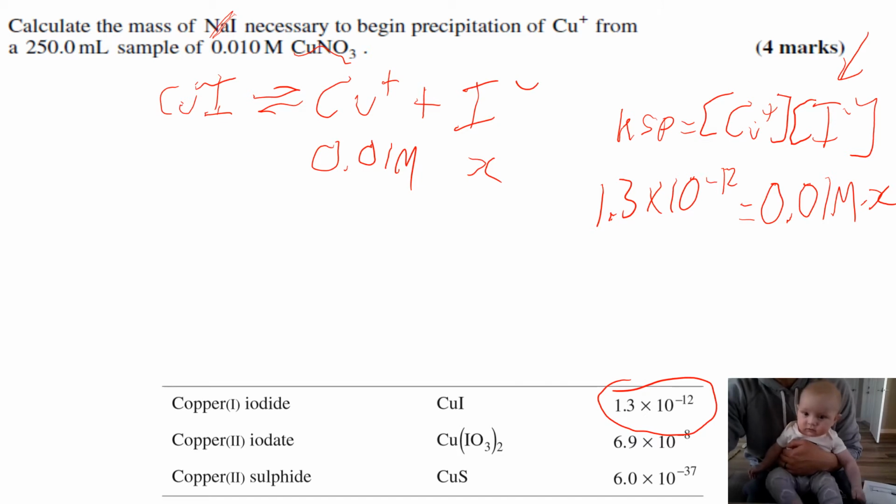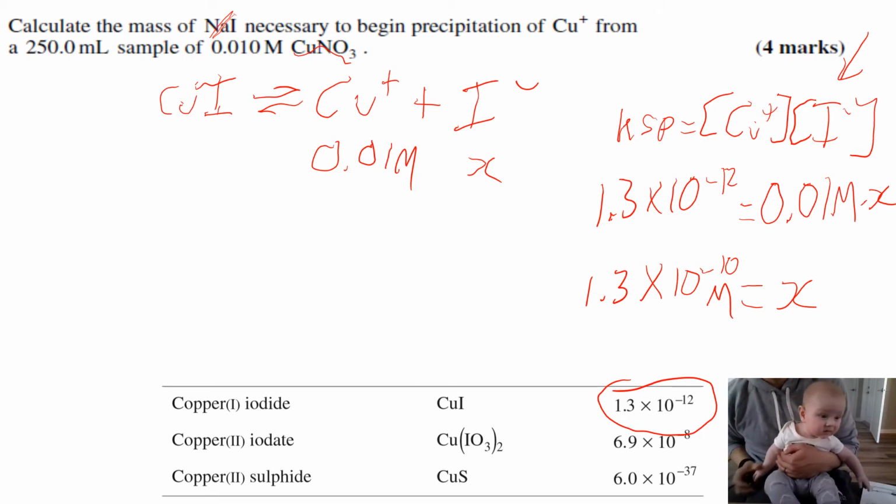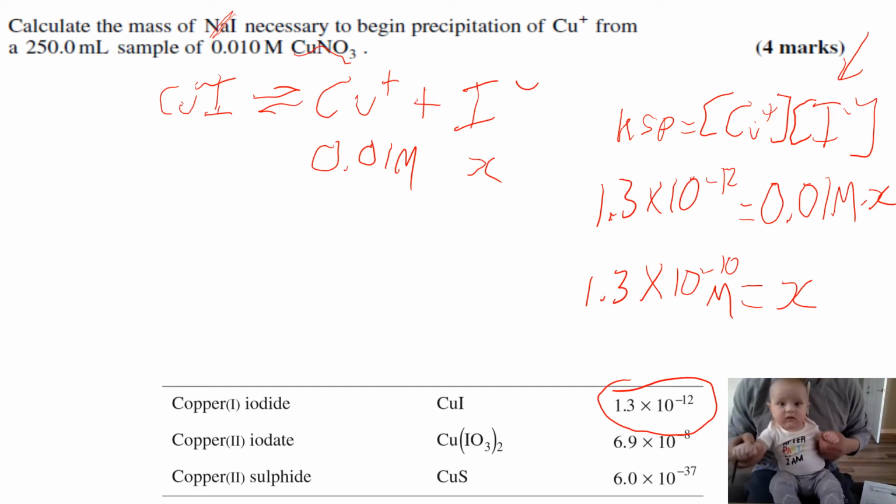So I go 1.3 times 10 to the negative 12 divided by 0.01. And I think I could do that in my head. 1.3 times 10 to the minus 10. And that's going to equal X. Okay? There we go. Now we found this is going to be the concentration of our I minus. So we calculate the concentration of I minus.